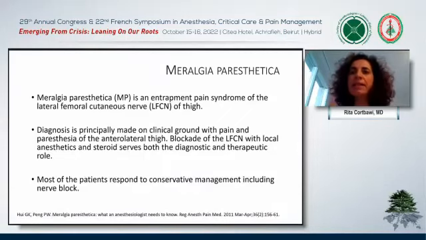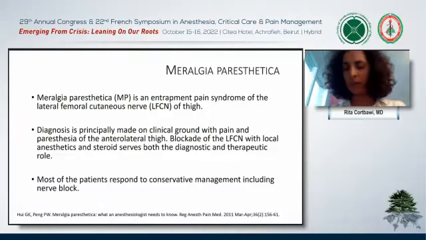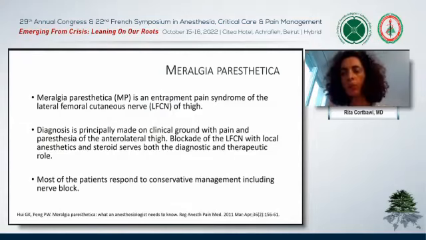Meralgia paresthetica is quite a common pain condition. Pain is usually localized to the lateral side of the thigh, sometimes on the anterior part of the thigh, and it's not very extended, so it's like a tennis racket surface.